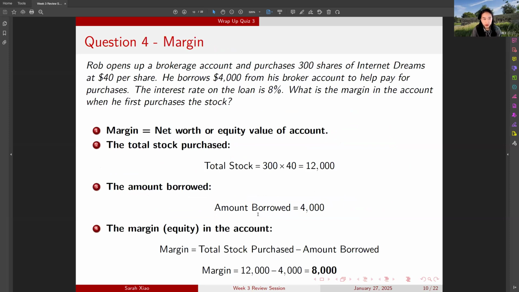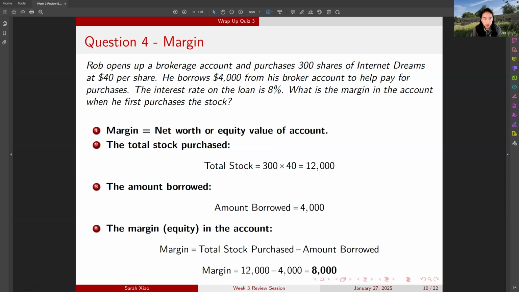All right, so we move to question 4. Questions 4 to 7 share the same problem setup, but are examined from different angles of trading on margin. The question is as follows.